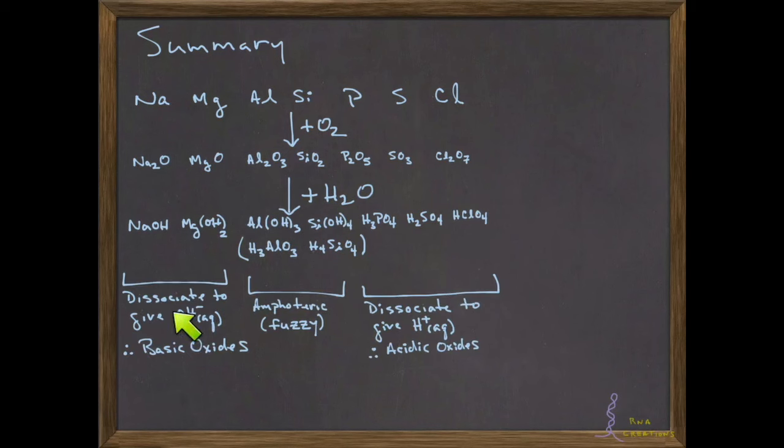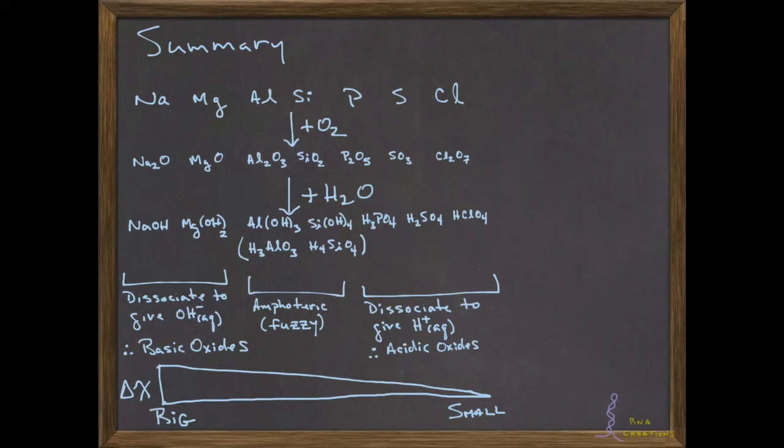The ones on the left will dissociate to give hydroxide ions as sodium hydroxide or magnesium hydroxide, therefore those are basic. Oxides on the right will dissociate to give protons, and so therefore those are acidic oxides, and these can do both types of chemistry. Where does this come from? It all comes from the electronegativity difference.